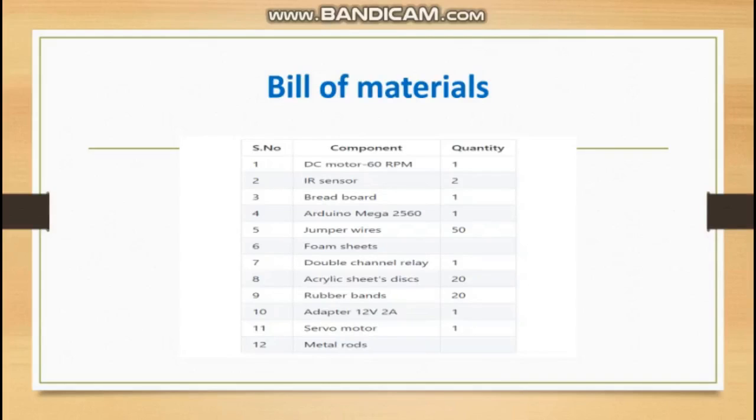In this project also, we need some materials like a DC motor of 60 RPM, two IR sensors, one breadboard, one Arduino Mega 2560, 50 jumper wires, foam sheets, a double channel relay, acrylic sheet for making discs, rubber band, an adapter of 12 watts and 2 amperes, a servo motor, and metal rods.